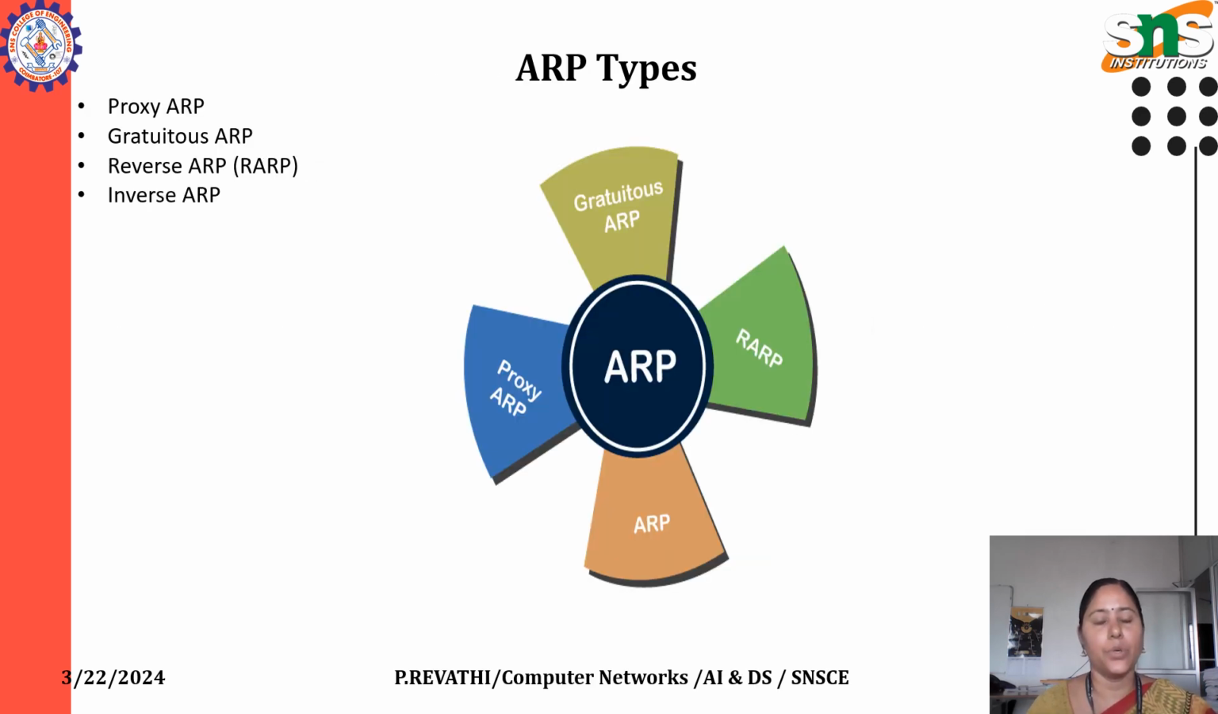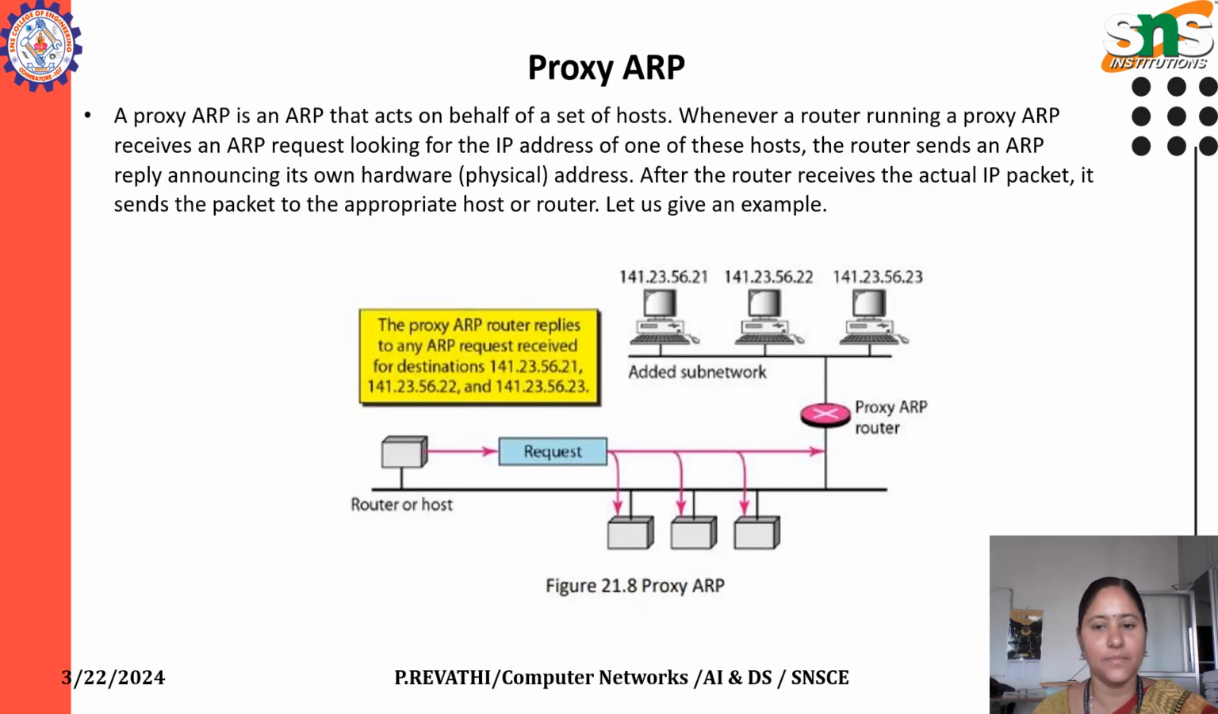ARP types: proxy ARP, gratuitous ARP, reverse ARP, inverse ARP. A proxy ARP is an ARP that acts on behalf of a set of hosts. Whenever a router running a proxy ARP receives an ARP request looking for the IP address of one of these hosts, the router sends an ARP reply announcing its own hardware address. After the router receives the actual IP packet, it sends the packet to the appropriate host or router.